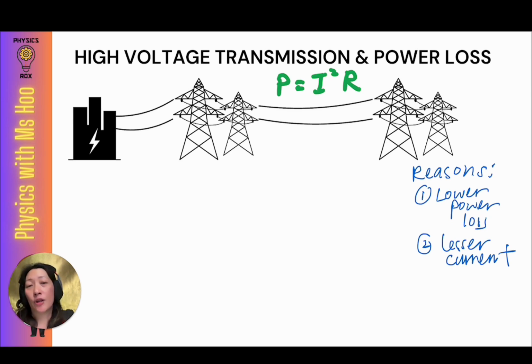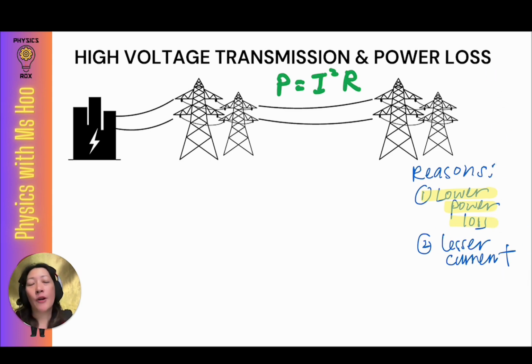What causes electrocution and electric shock is the high current. So we want lesser current. The main reason for the high voltage transmission is always lower power loss. So if you're asked for the reason, that should be the number one reason that you write. If they ask you for a second reason, then this is the second reason that you would write.